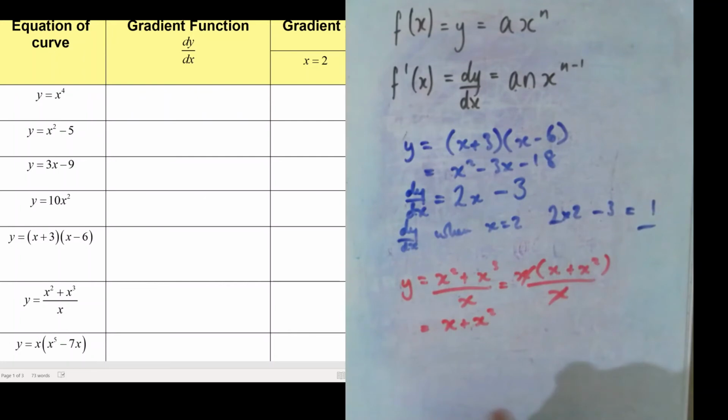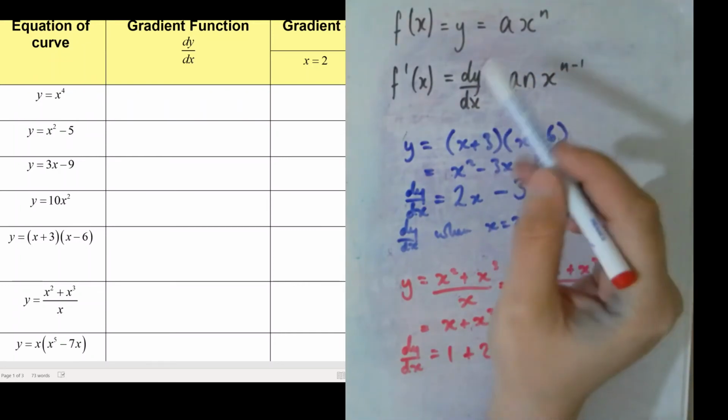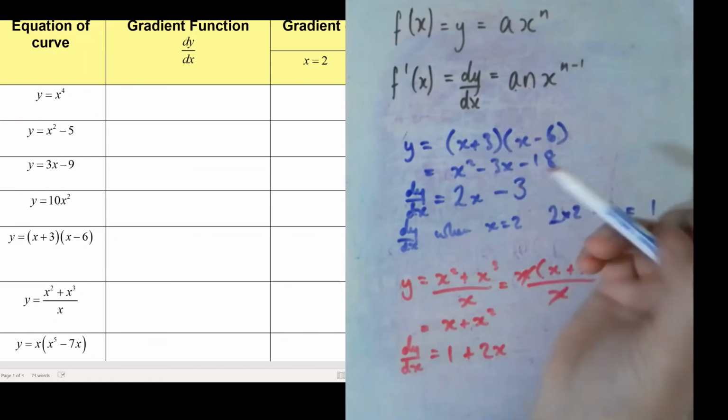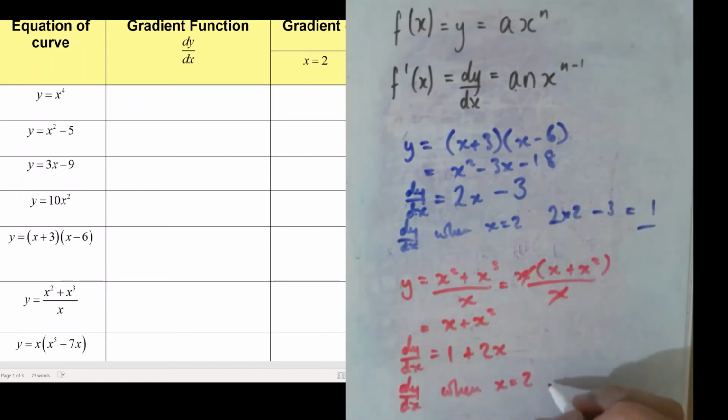I've now got 2 individual terms that I can differentiate. So dy/dx, x just becomes 1, and x squared becomes 2x. All I'm literally doing is just following this rule that I've been given. Okay, and then I would say dy/dx when x equals 2. I am then having 1 plus 2 times 2, which is 1 plus 4, which is 5.